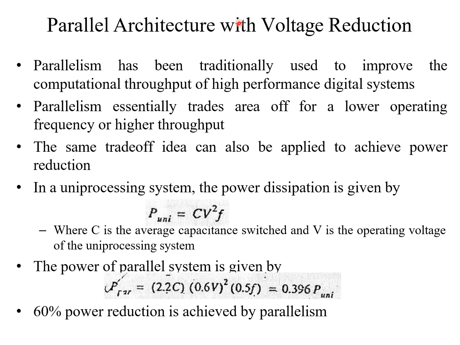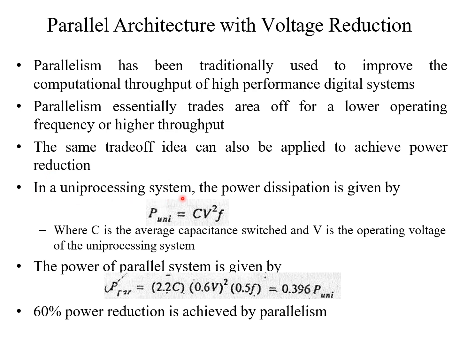Parallel architecture with voltage reduction. Parallelism has traditionally been used to improve the computational throughput of high-performance digital systems. Parallelism essentially trades off area for a lower operating frequency or higher throughput. The same trade-off idea can also be applied to achieve power reduction.